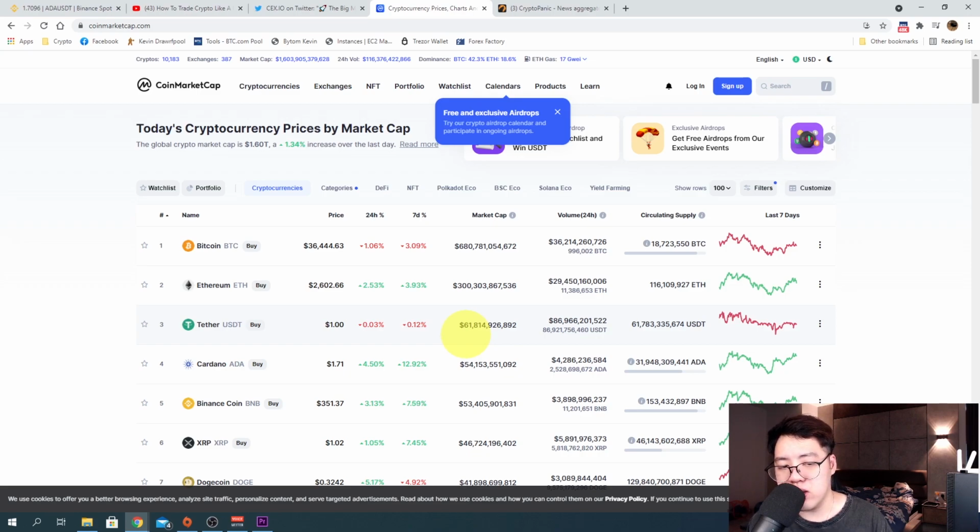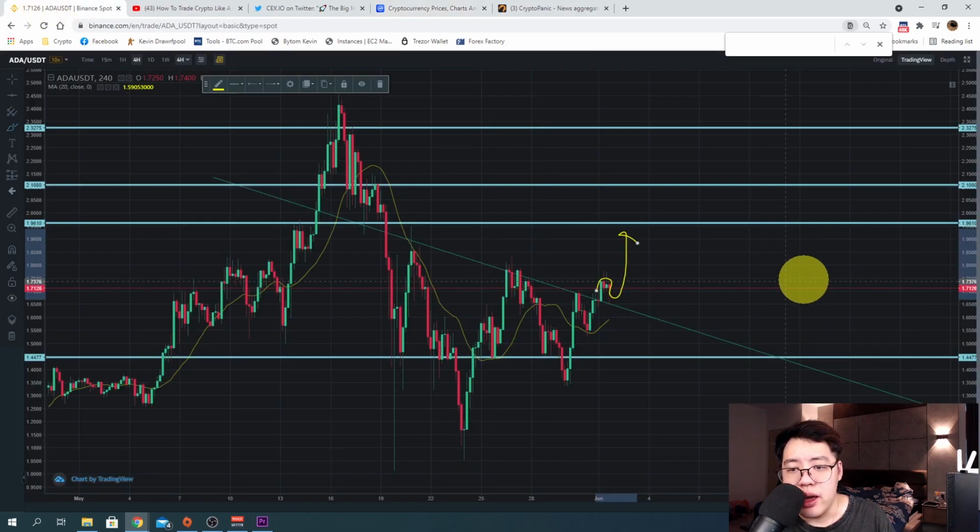If it does launch all the projects in the coming months or years, I could see that ADA will have a bright future and might outrun the Ethereum market cap. So ADA is doing a very good job, and right now ADA is still staying above this $1.71, which is a good thing.